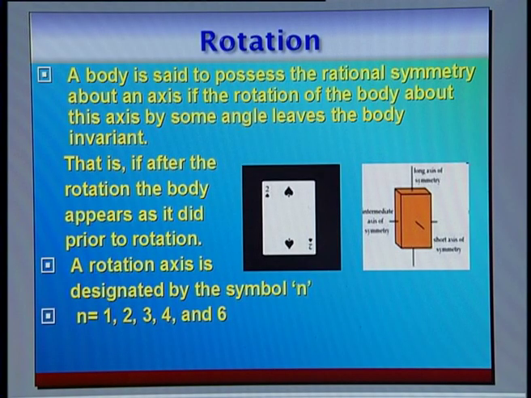So, you can have angle of rotation as 90, 120, 60 or 180, and corresponding to these rotations we use n, where n means a rotation axis. It is represented by the symbol n. Here in this slide you can see n is equal to 1, 2, 3, 4 and 6. n can take the values 1, 2, 3, 4 and 6.